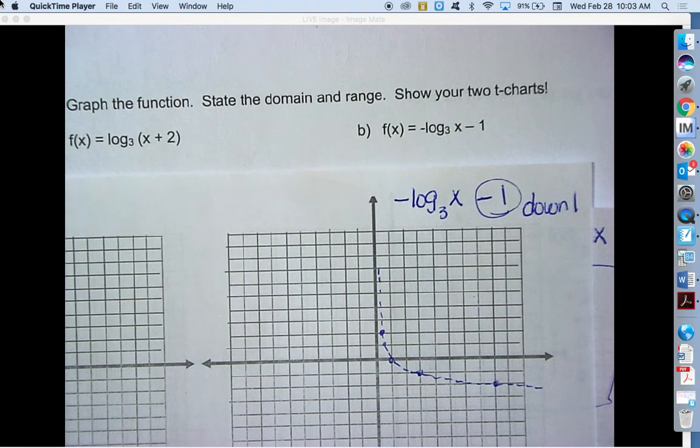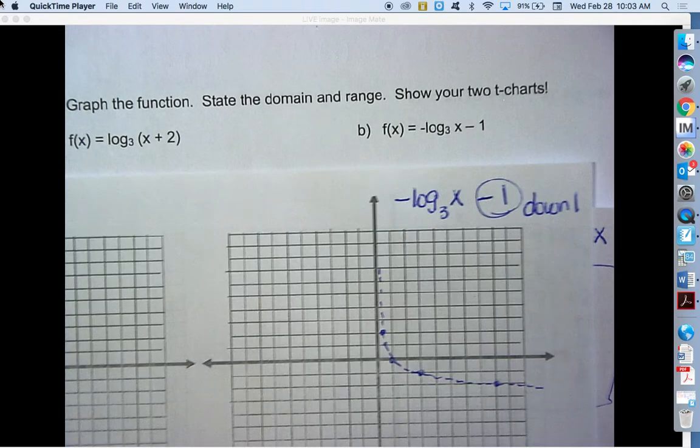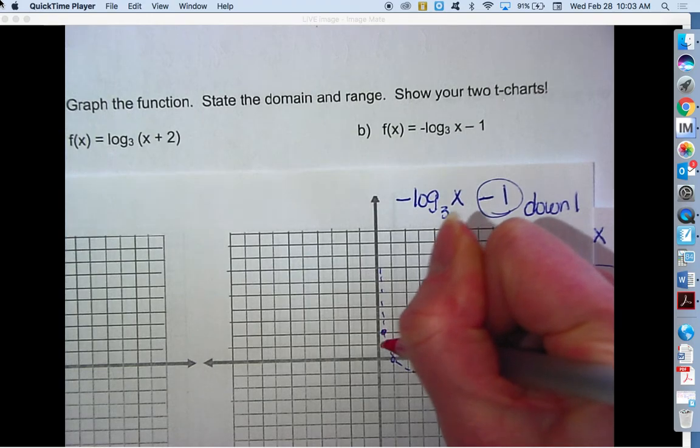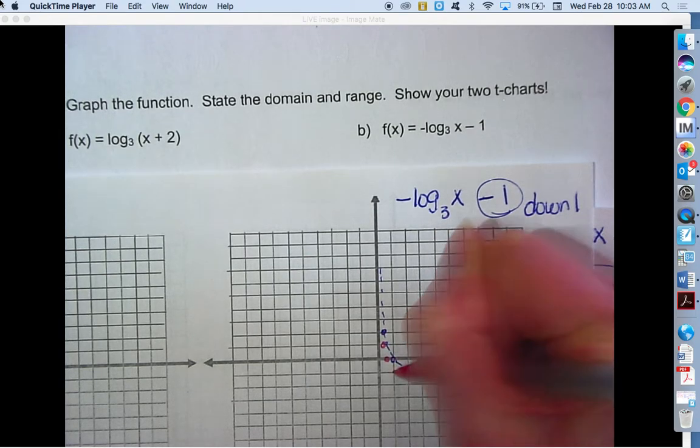So if there's parentheses, that associates it with x. It's connected with x. If there aren't parentheses, it's separate from x. And when it's separate from x, that's moving your graph up or down. So this graph, you're going to take all of your points and shift them all down 1. So each point moves down 1.